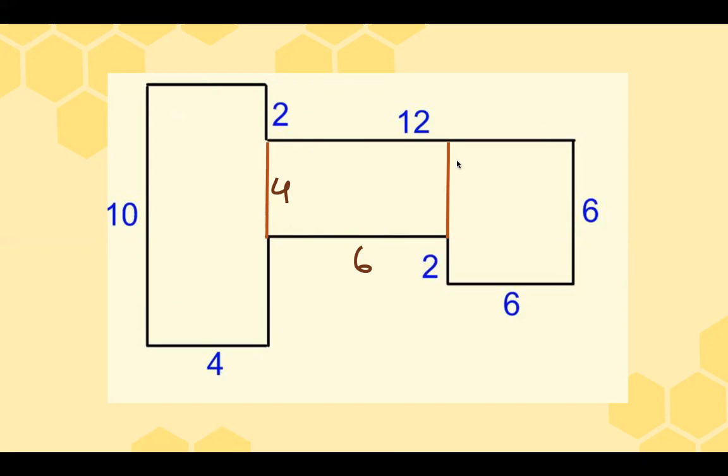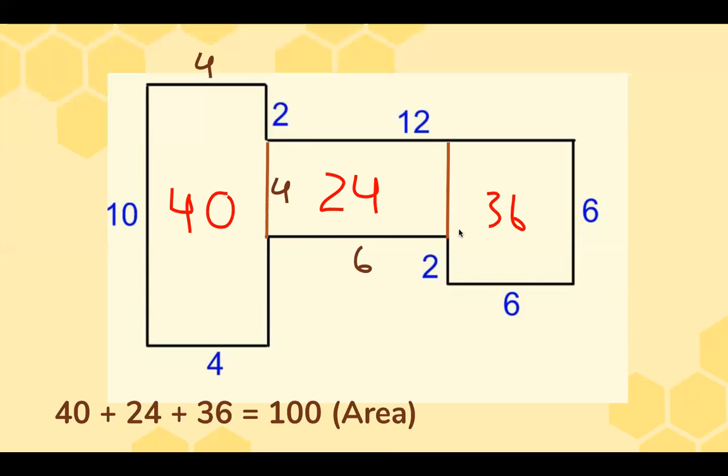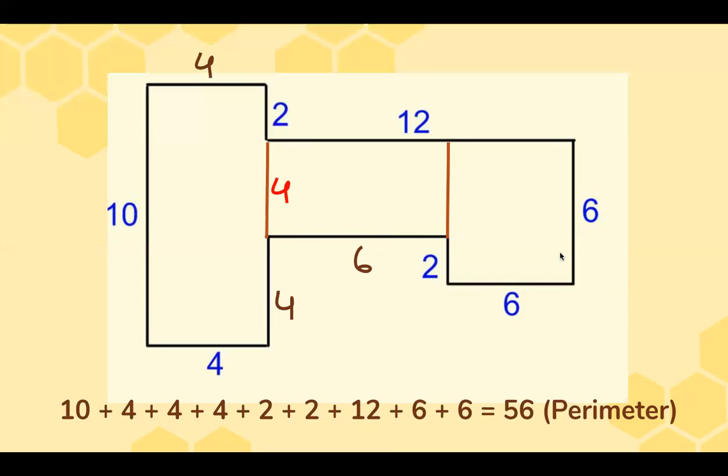Now we have all our values and we can get on to multiplying. So we know that 10 times 4 is 40, 4 times 6 is 24, and 6 times 6 is 36. Add all of these together and you should get an area of 100. Now with perimeters, it's a little bit more tricky, but we can work with that as well.